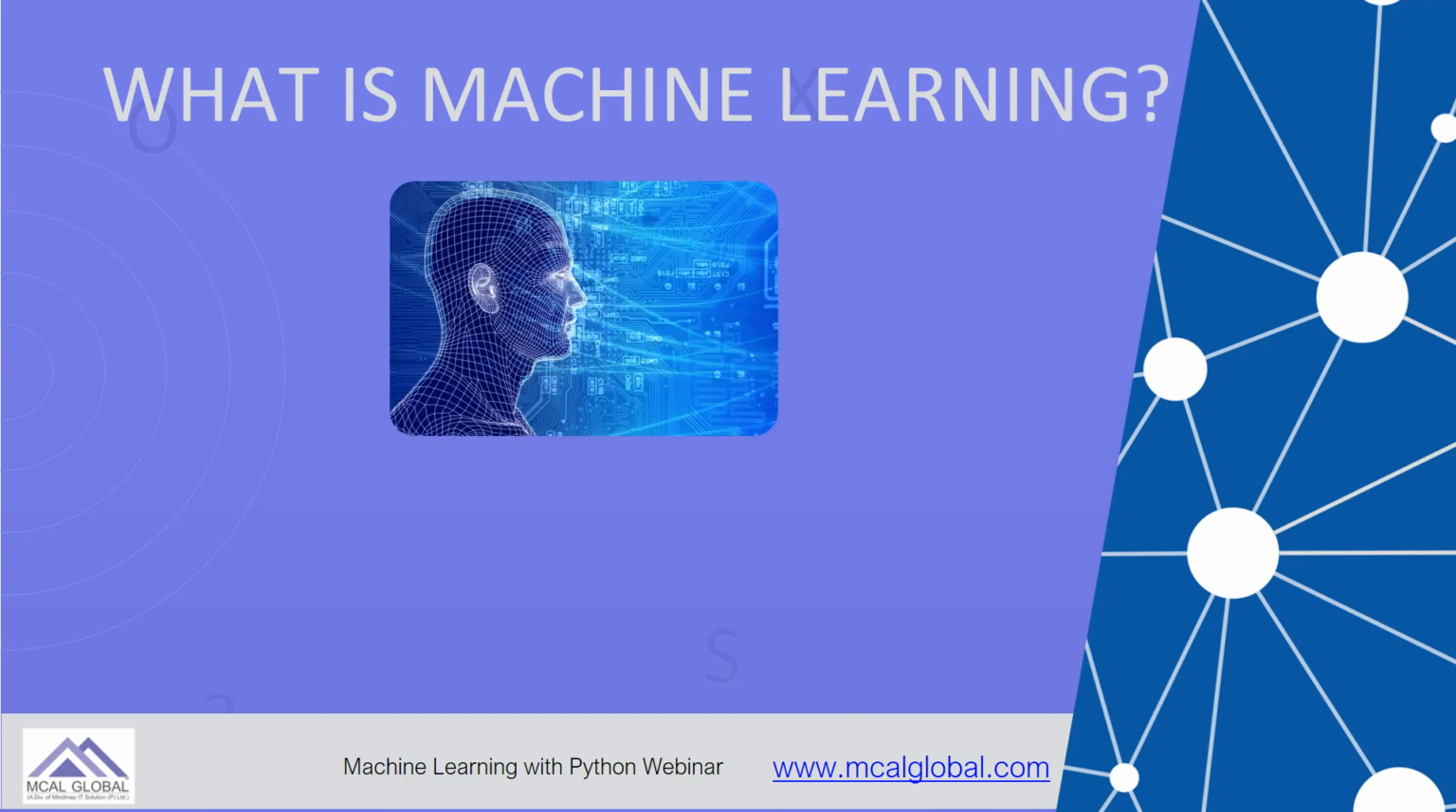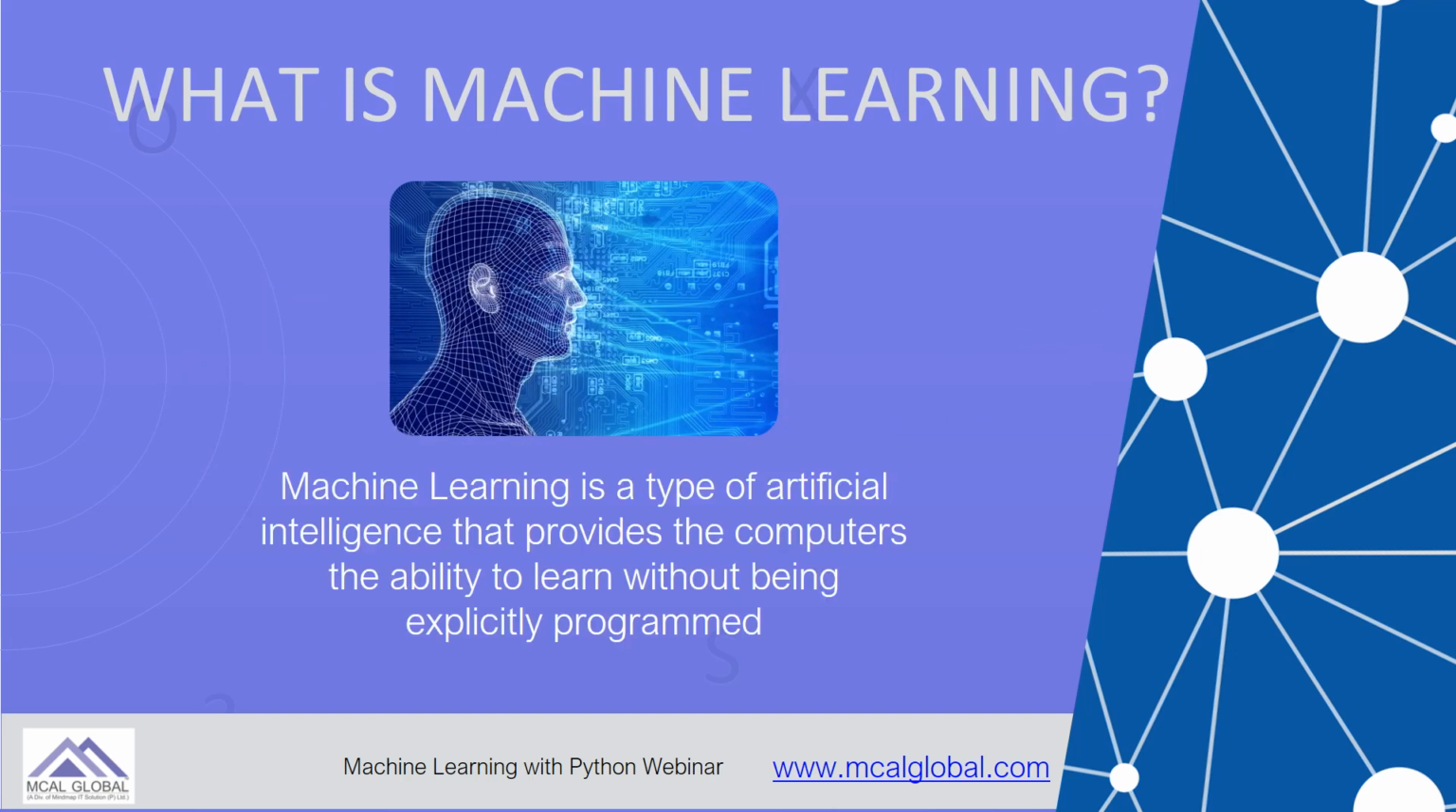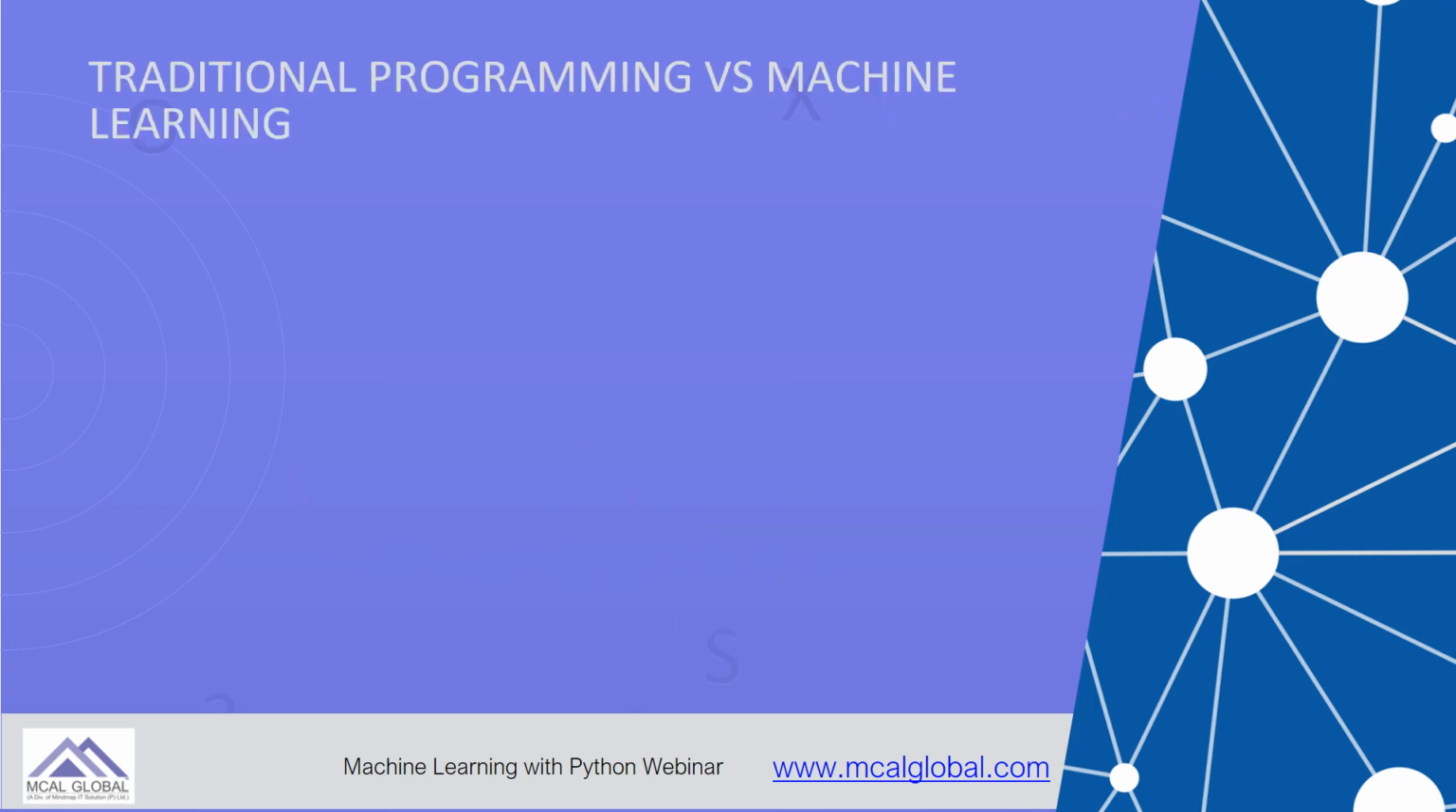What is machine learning? Machine learning is a type of artificial intelligence that provides computers the ability to learn without being explicitly programmed. Now, these are some big words. Let's break it down and understand what this means. To understand machine learning, let's look at traditional programming versus machine learning side by side.